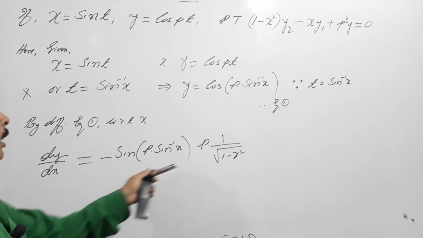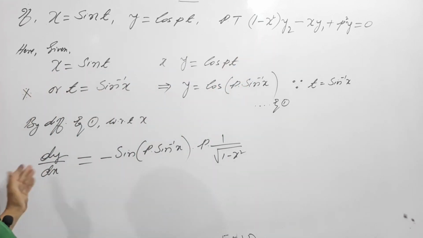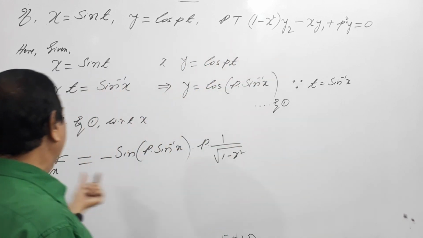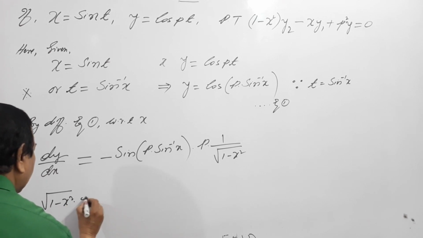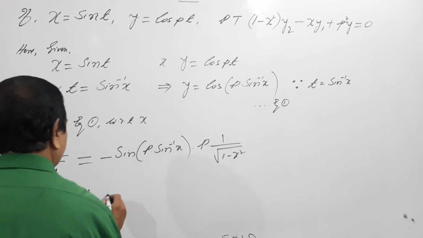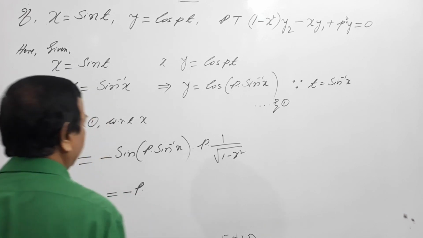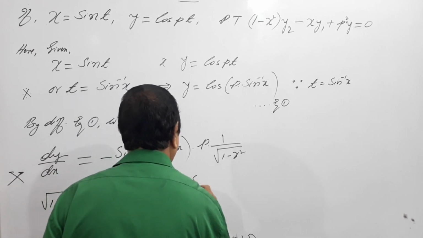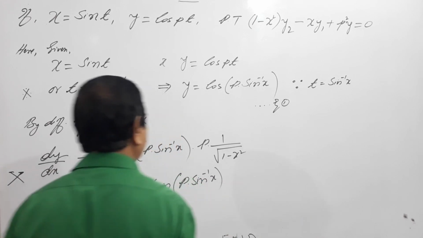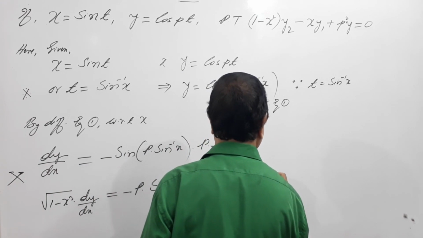So what I'll do, I'll cross multiply, because I want this 1 minus x square on the left hand side. So I have to bring it here, only then it is possible. So by cross multiplying, under the root 1 minus x square dy by dx equals, I bring this p here, that is minus p into sine of p sine inverse x. I call this equation 2.